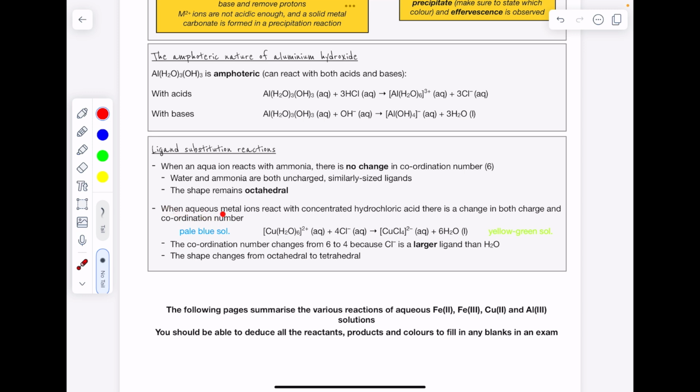However, if you have your aqueous metal ion reacting with concentrated hydrochloric acid, there's a change in both charge and coordination number. In the case of this complex copper surrounded by water ligands, you go from a pale blue solution to a yellow-green solution. Notice the change in coordination number: we go from 6 to 4, because the chloride ion is much larger than the water, and therefore we see a change in shape from octahedral to tetrahedral with a bond angle of 109.5.